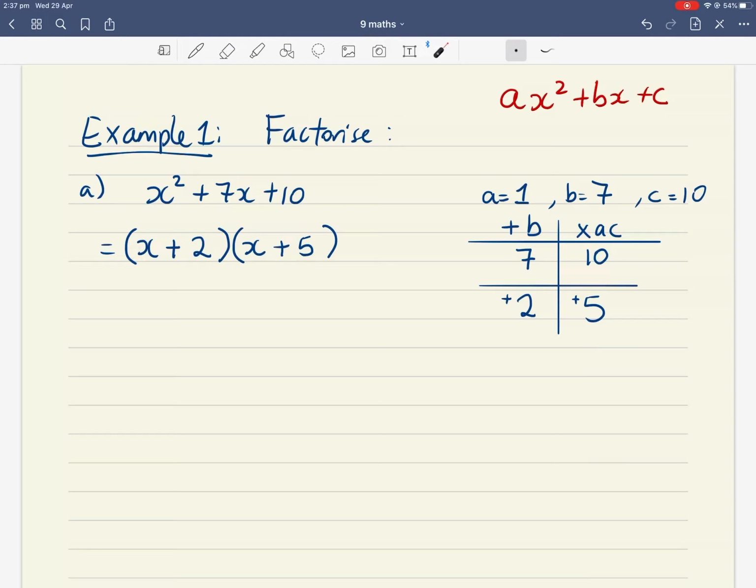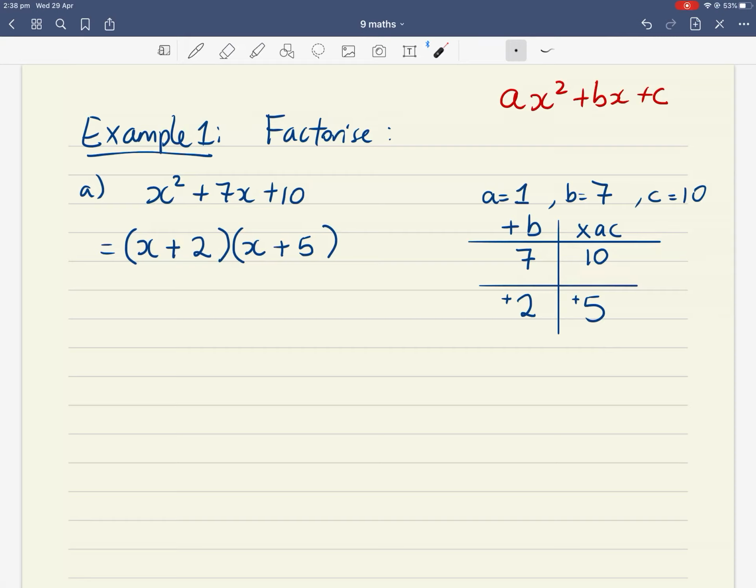So that if you do decide to FOIL and expand these two brackets, you actually do end up getting back your original expression you wanted to start off with. Because x times x gives you x squared, x times 5 gives you 5x, 2 times x gives you 2x, so 5x plus 2x gives you 7x, and 2 times 5 gives you positive 10. So we started off with this monic quadratic trinomial because there's 3 terms, quadratic because the highest power of x is squared, and it's monic because the coefficient in front of your x squared is 1. So let's do repeating this.